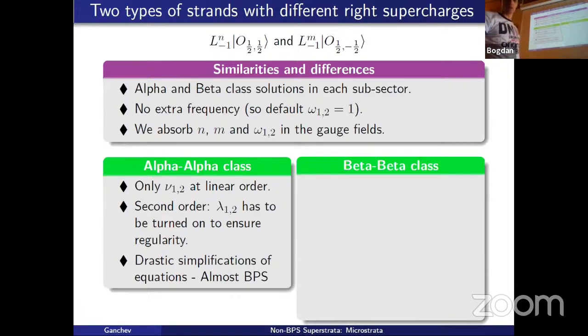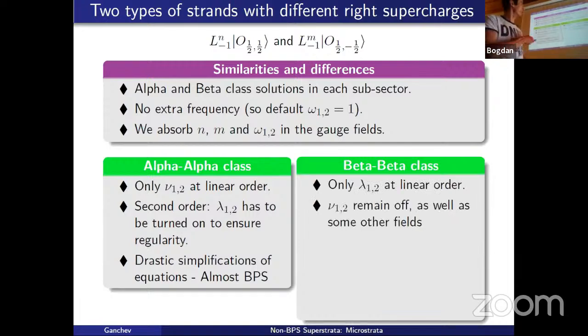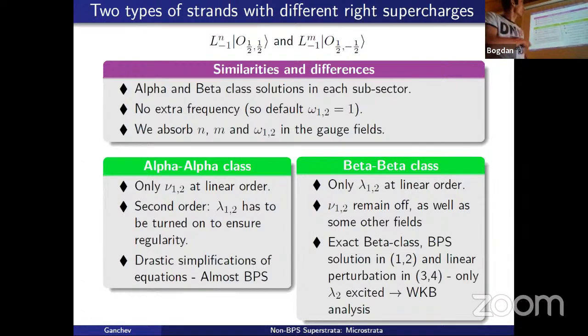Anyway, moving on from there, the beta beta class, very similar situation as before. You activate the equivalent of mu0 in both sectors at linear order. The nus remain turned off, as well as some other fields. In fact, there are a lot of fields that get turned off, but we haven't had the chance to plug all that back in and see whether you can simplify the equations again similar to here.